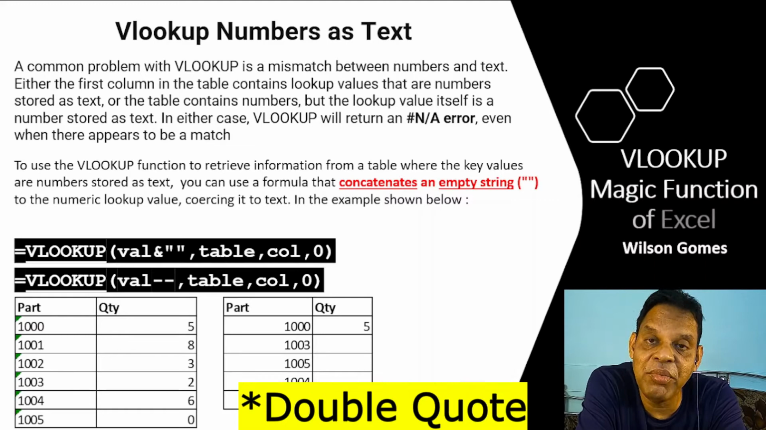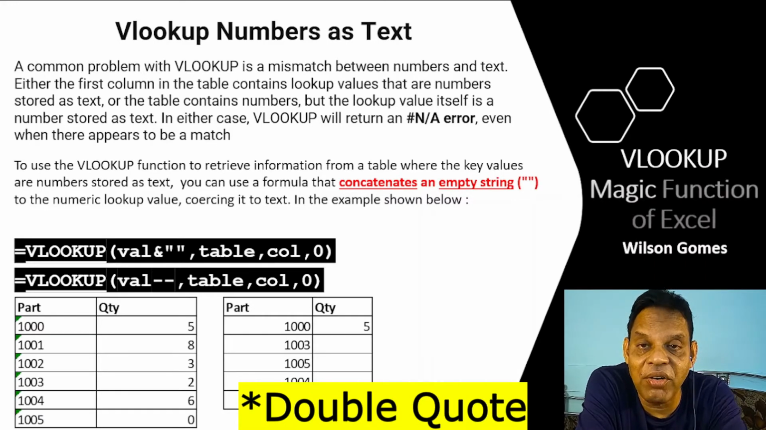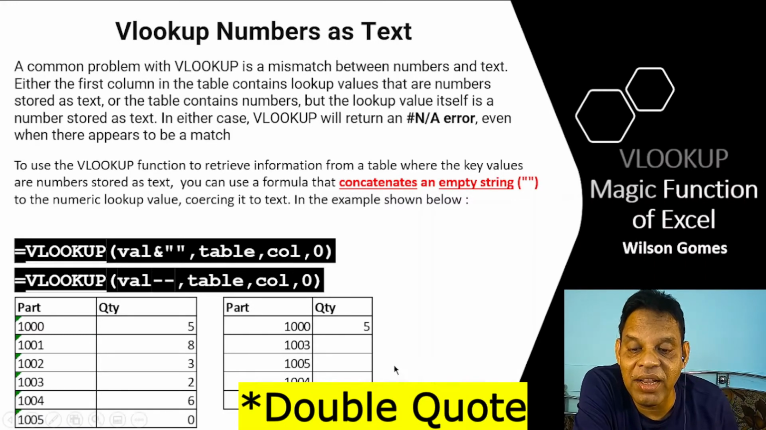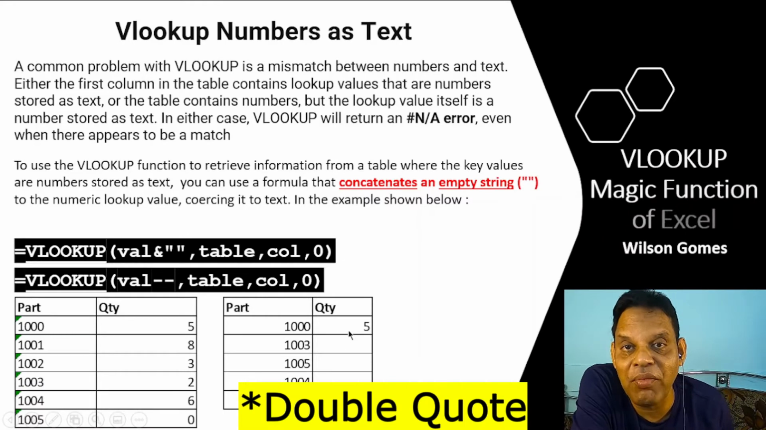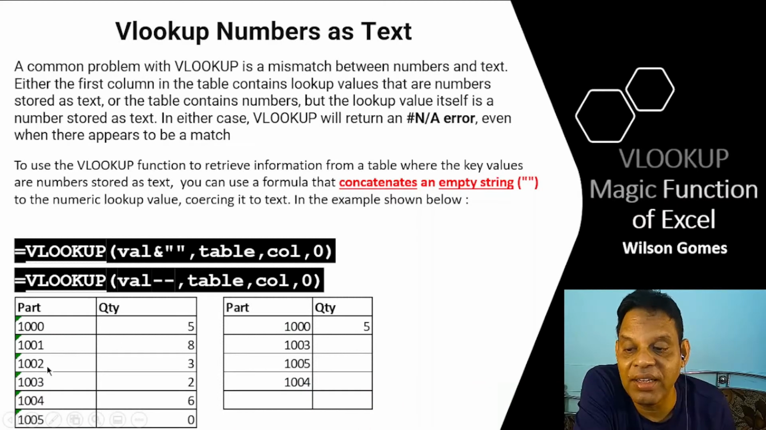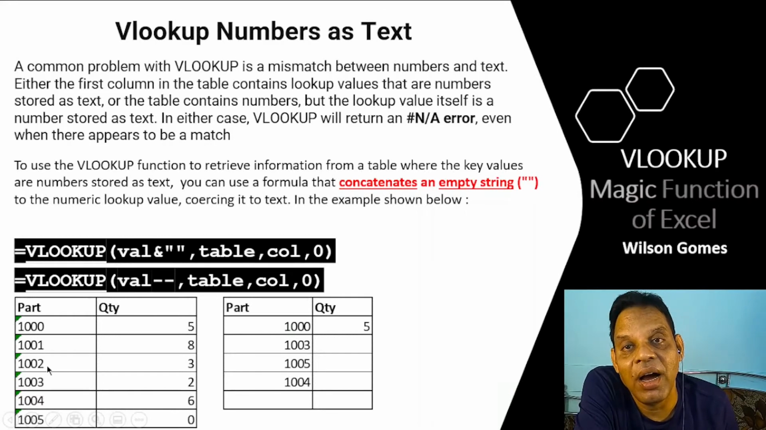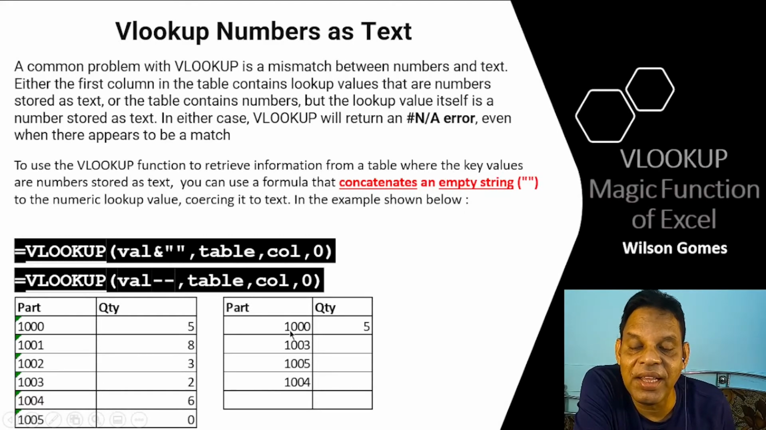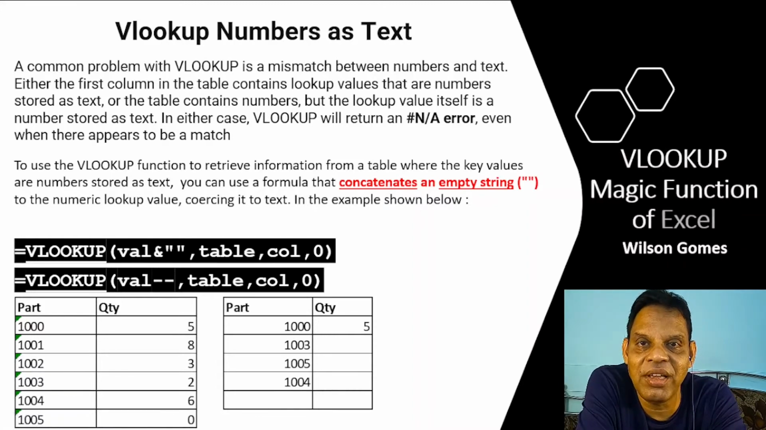Similarly, sometimes we may come across a table where we want to put the VLOOKUP value, and there it is in text format while the base data is in number format. In that case also, we can solve the problem by using two hyphens before the value. I will show this practically in the Excel sheet.